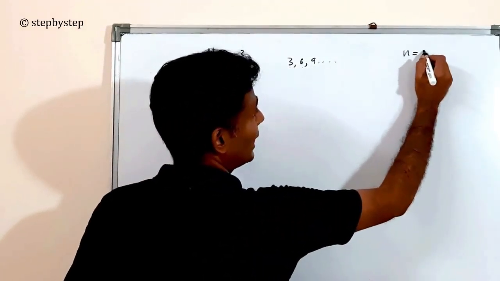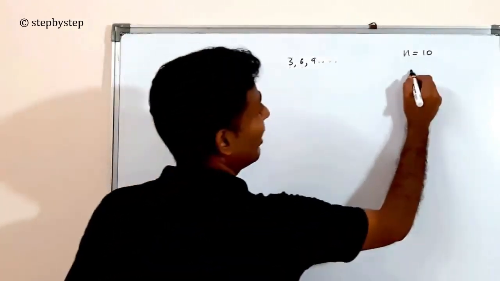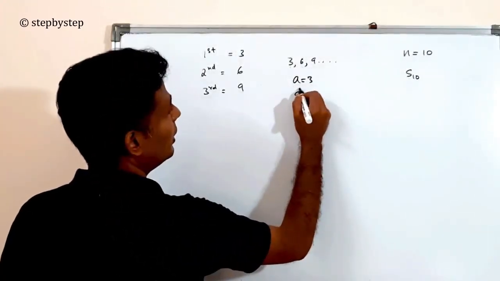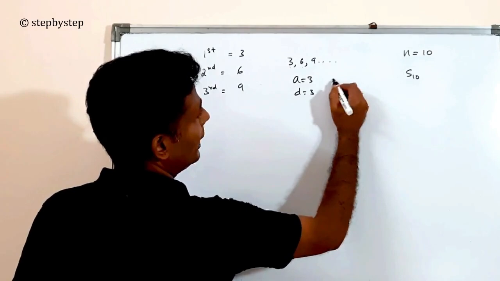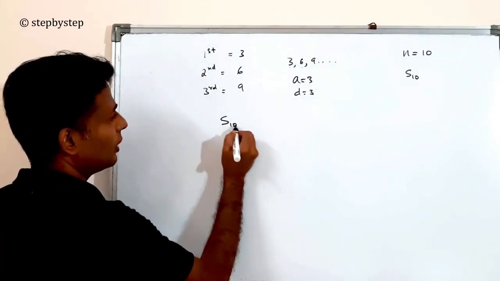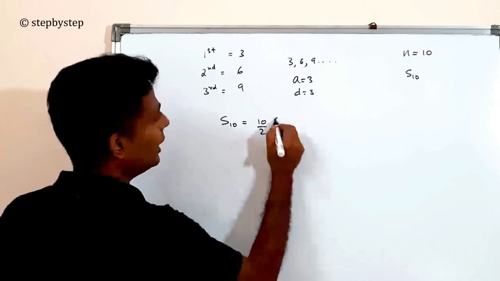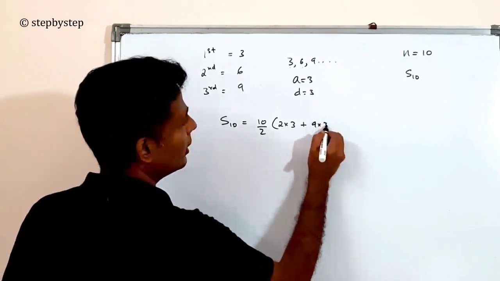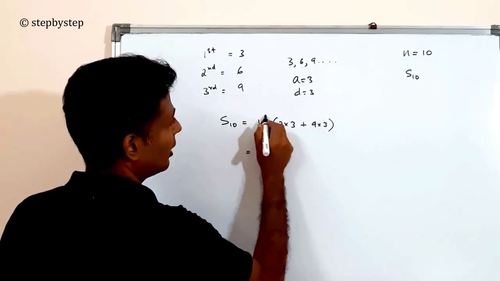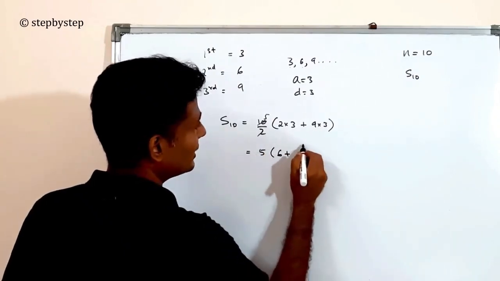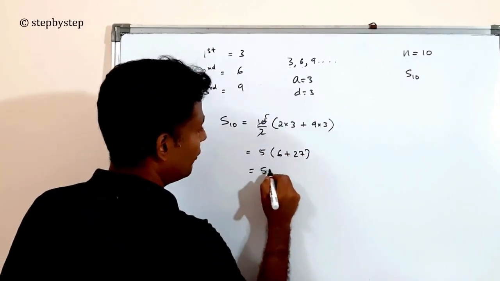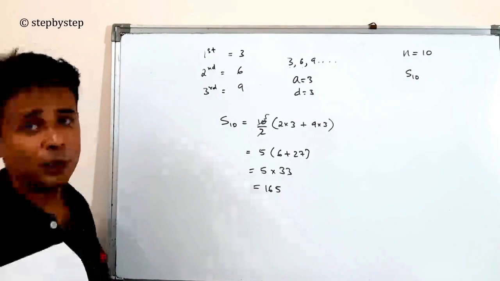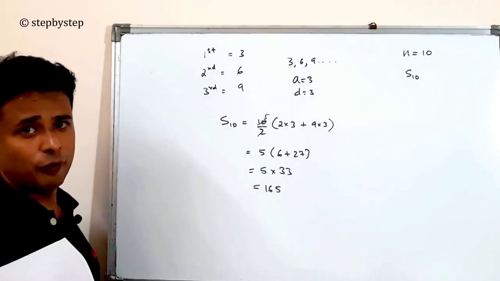So if we need from 1 to 10, N becomes 10. And we have to find the total number of trees, so S of 10. Now we know A, which is 3, we know D, which is 3, and we know N, which is 10. So S of 10 equal to N by 2, that is 10 by 2, into 2A, that is 2 into 3, plus N minus 1, that is 10 minus 1, 9 into D, that is 3. So 5 into 6 plus 9 3s are 27. So 5 into 33, that is 165. So the total number of trees planted was 165.